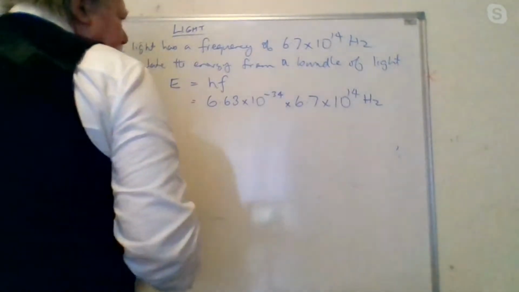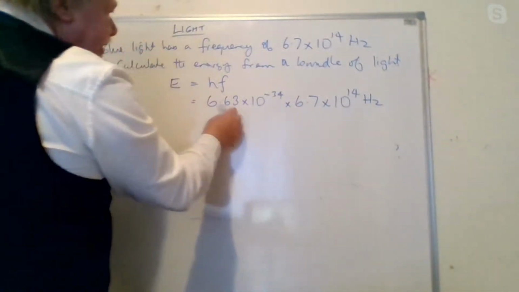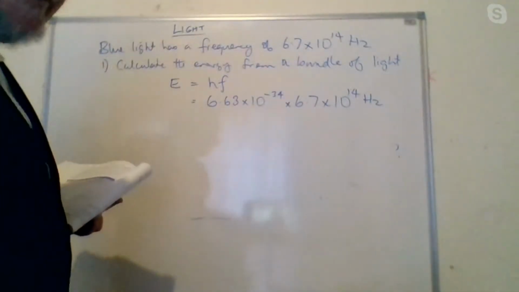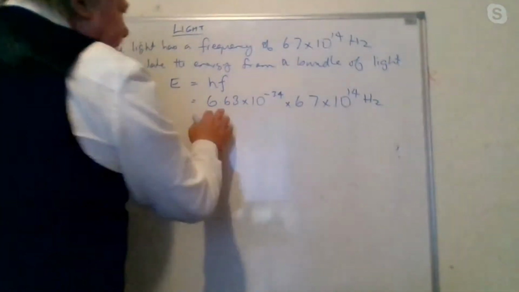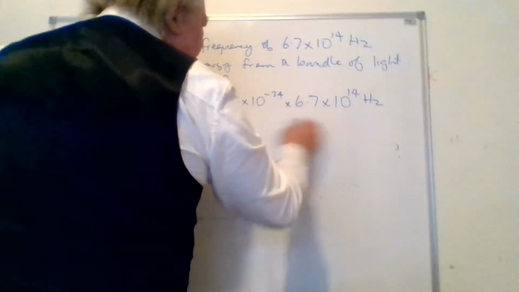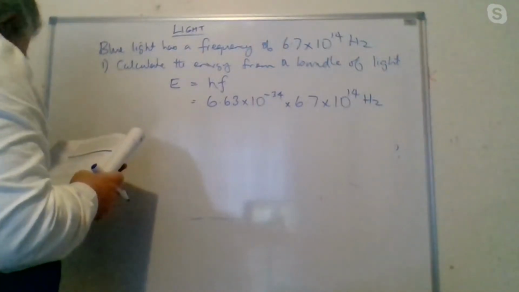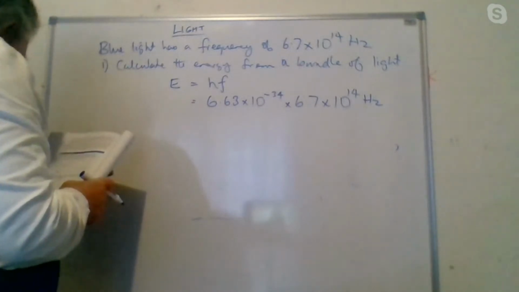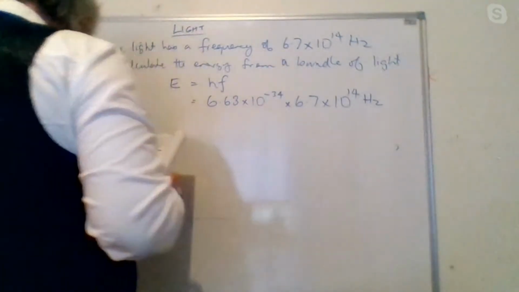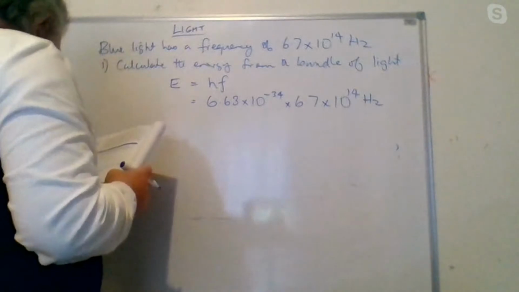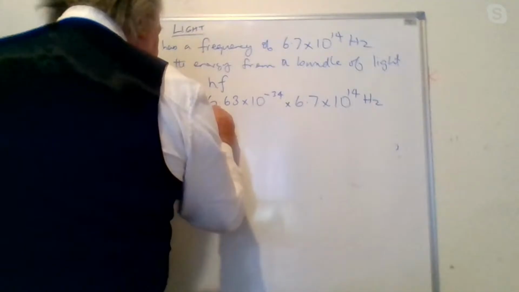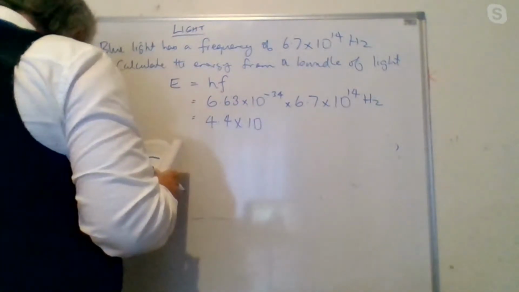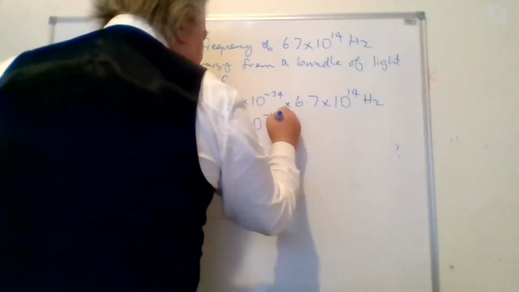Yep. Okay, and then after that, you can see that this figure 6.63 and 6.67 are pretty close to 1, aren't they? So you'd expect it to be 1 times 10 to the round about that order. All right, so that's the kind of order that we're expecting. So in fact, this turns out to be 4.4 by 10 to the minus 19 joules.